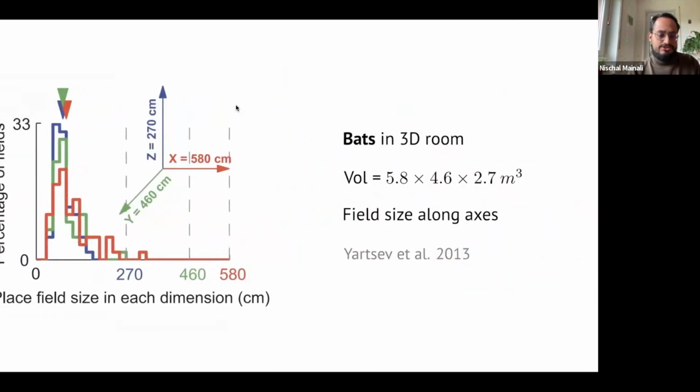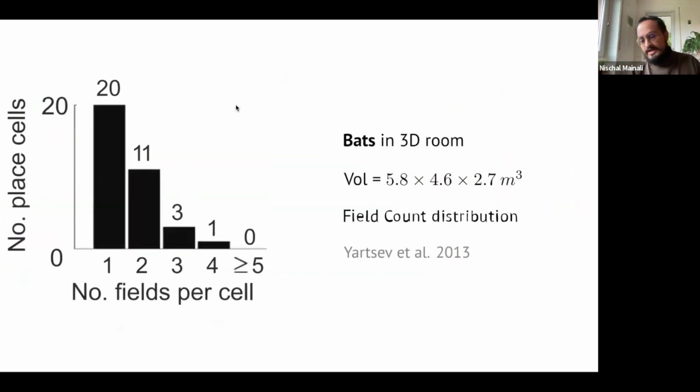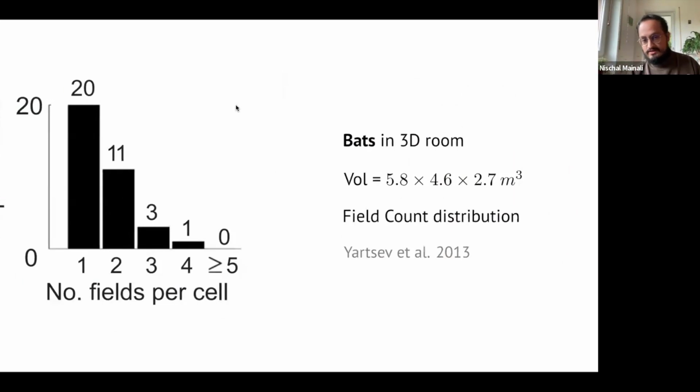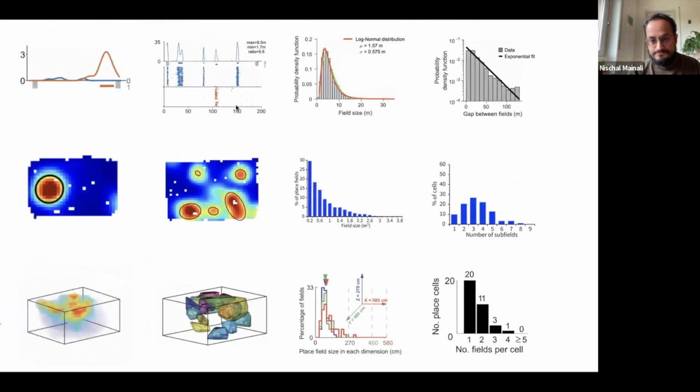And in this plot, they show if you project them, so you take a place field and you look at the size of this place field along the x-axis, y-axis, and z-axis, and measure the histogram again, you get also the skewed distribution like we see in the 1D case. So this is, again, projected first along the axis and then measured. And if you measure the number of fields per cell, then too you have many place cells with multiple place fields.